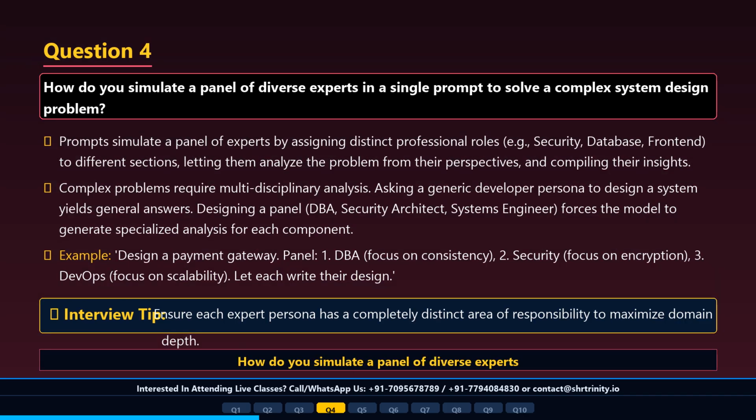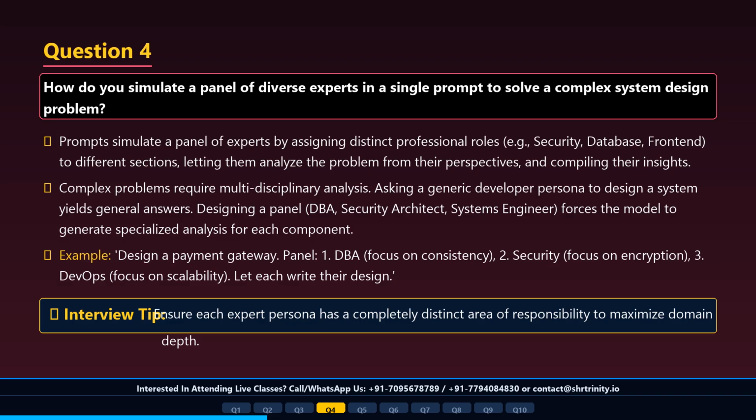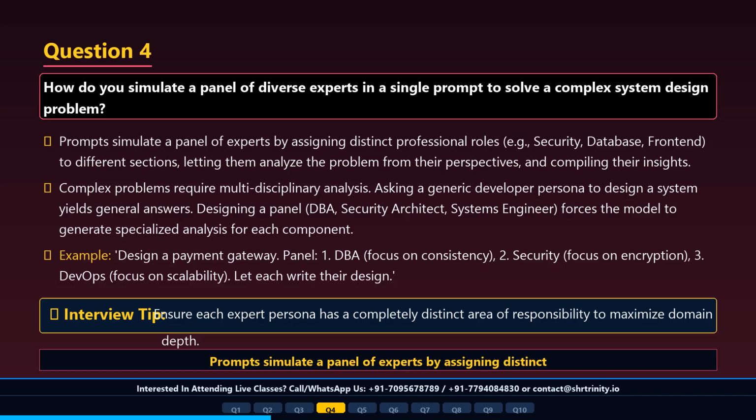Question 4. How do you simulate a panel of diverse experts in a single prompt to solve a complex system design problem? Prompts simulate a panel of experts by assigning distinct professional roles, e.g., security, database, front-end, to different sections, letting them analyze the problem from their perspectives, and compiling their insights.